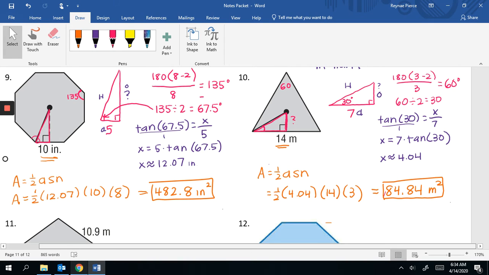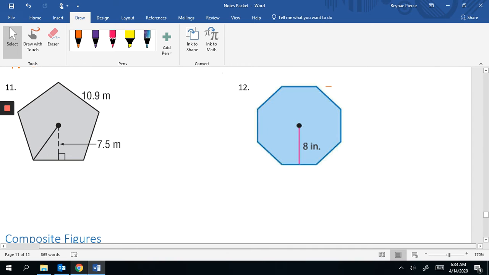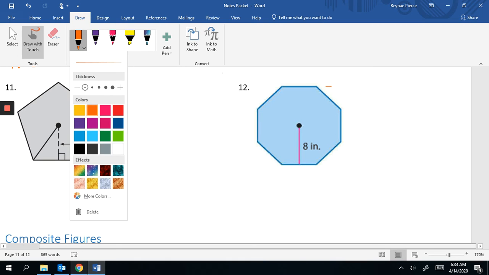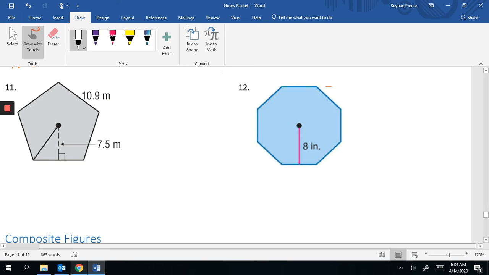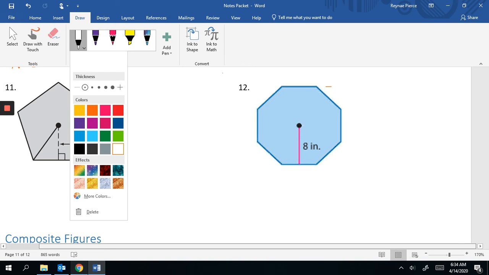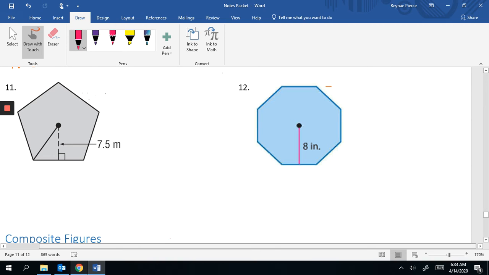Okay. Next example. I want you to pretend like this 10.9 isn't here. Don't know how that snuck in there. But we are given the apothem now, and we don't have the side length.